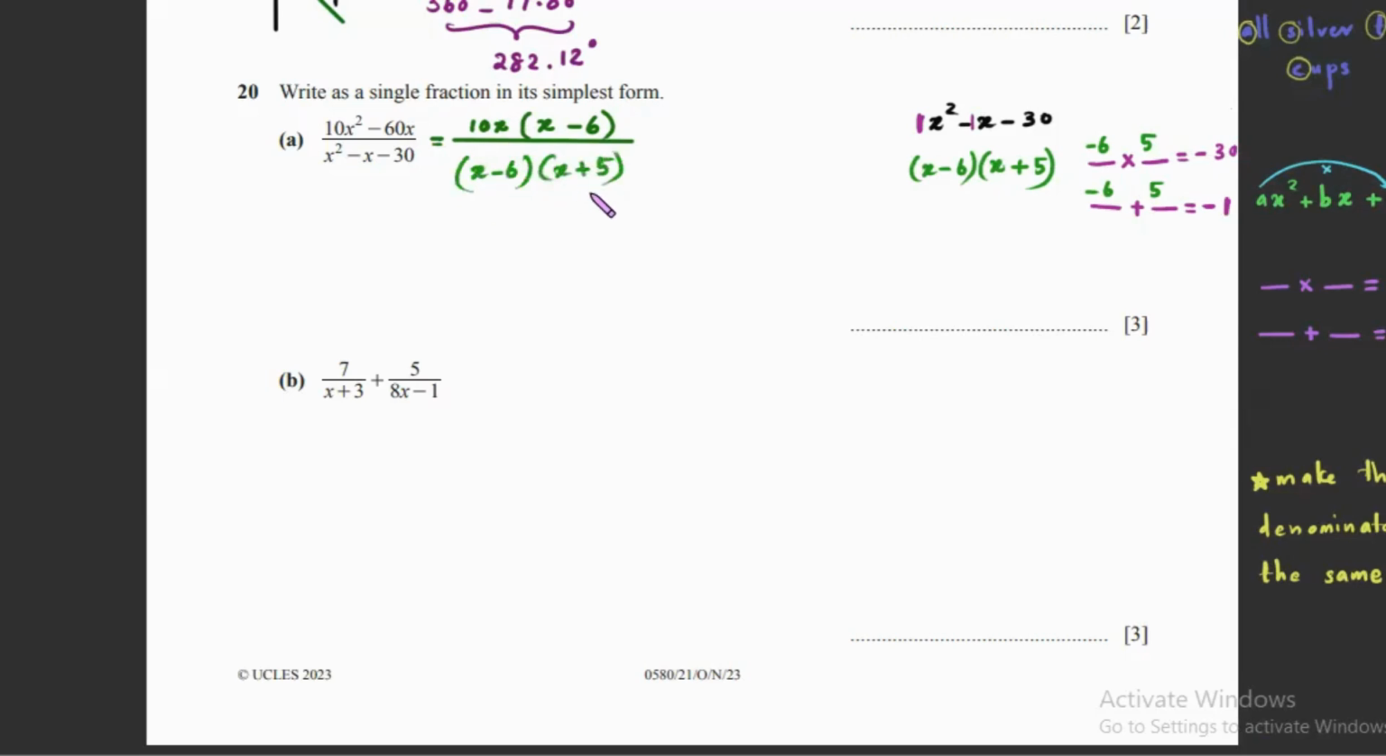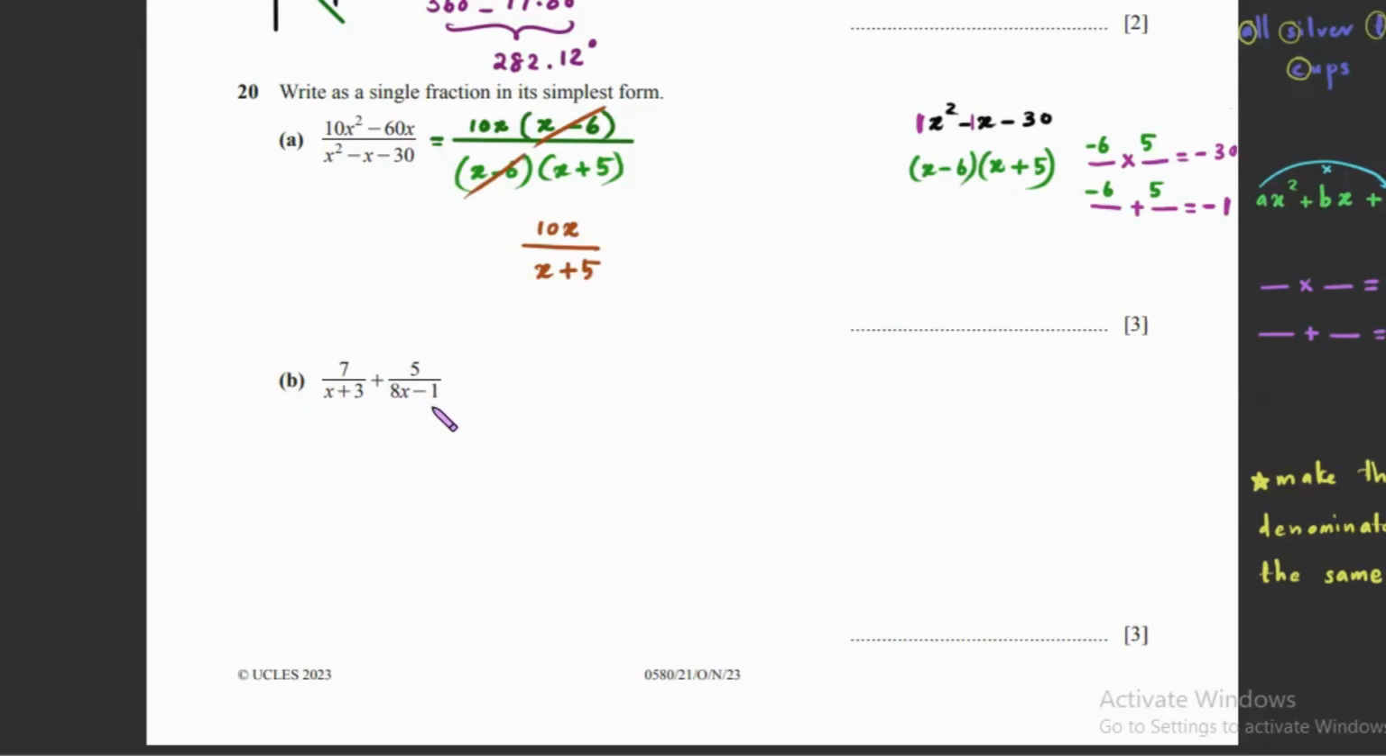Now that both the numerator and the denominator are in factorized form, I can simplify the terms that are common. I can cross out this x minus 6 with this x minus 6, which gives us the answer 10x over x plus 5. This is the answer in the simplest form, and we have only one fraction there. Let's move on to question B.